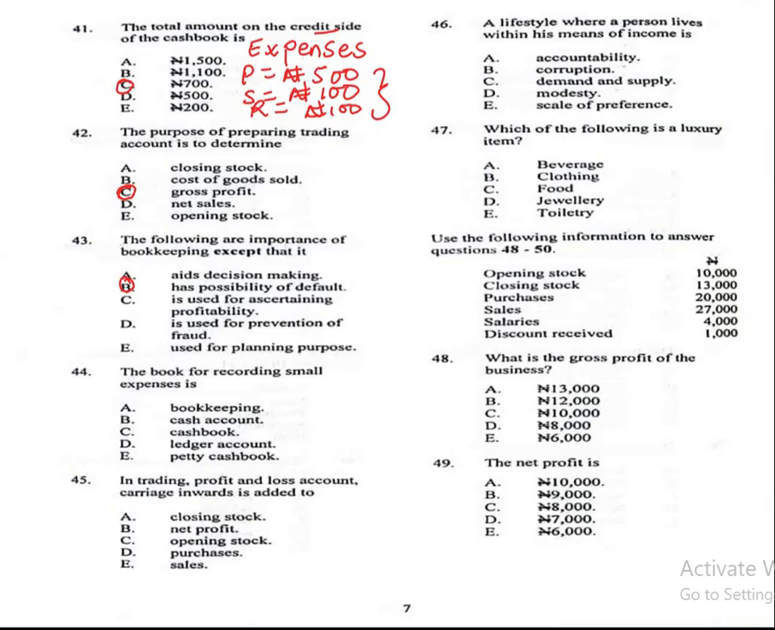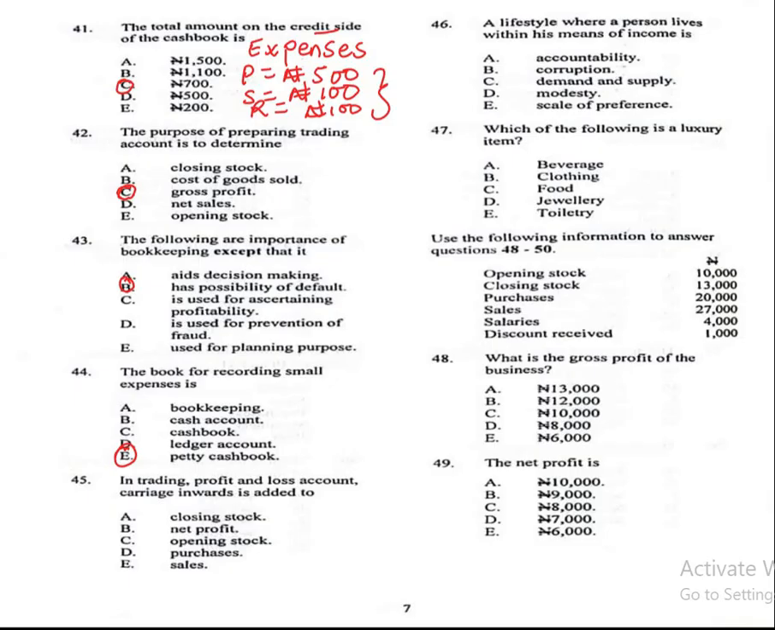The book, 43 answer has possibility of default. Okay. Question 44. The book for recording small expenses is A, bookkeeping, B, cash account, C, cash book, D, ledger account, E, petty cash book. The correct answer for question 44 is E, petty cash book.